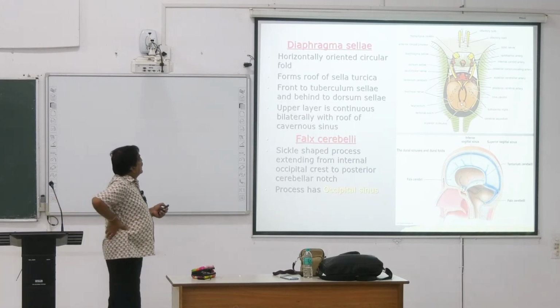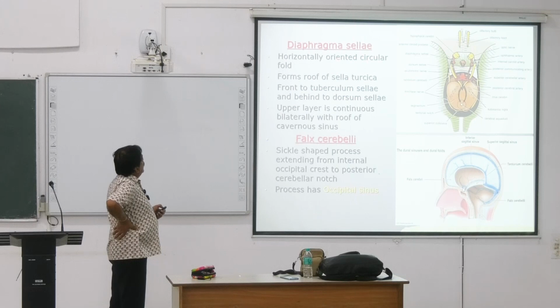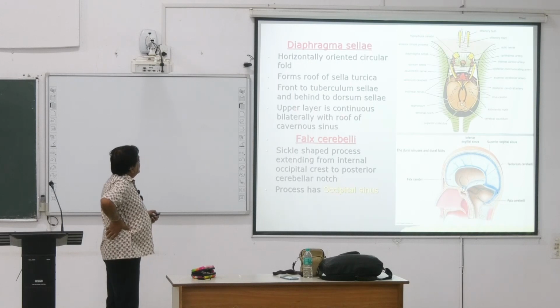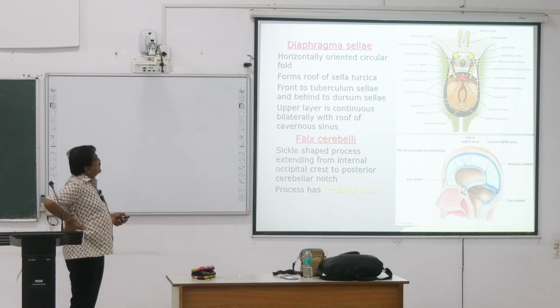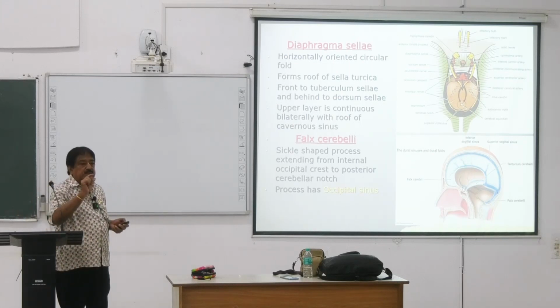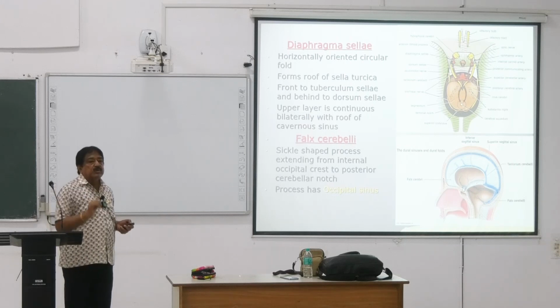Now, the diaphragma sellae, a horizontally oriented circular fold, forms the roof of the sella turcica, attached in front to the tuberculum sellae and behind to the dorsum sellae. The upper layer is continuous bilaterally with the roof of the cavernous sinus. The falx cerebelli, a sickle-shaped process, extends from the lateral internal occipital crest to the posterior cerebellar notch. The process has the occipital sinus. Now, these can come as an MCQ or as a 2 marks question: write a short note.